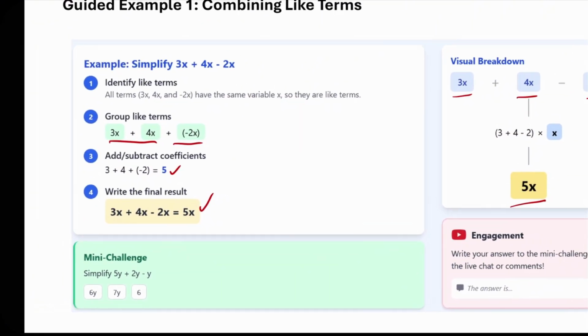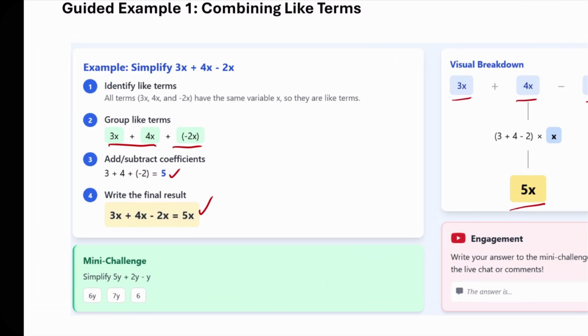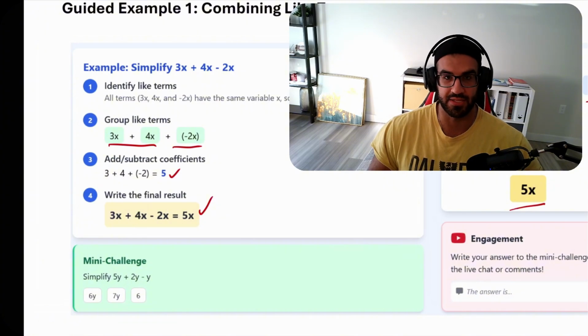So at this point I have a challenge for you, so try to simplify this one: 5y plus 2y subtracted by y. We have three answers for that. Which one of these is going to be right? Put it in the comments, and if you have any problem, again, ask me, we can discuss that one.